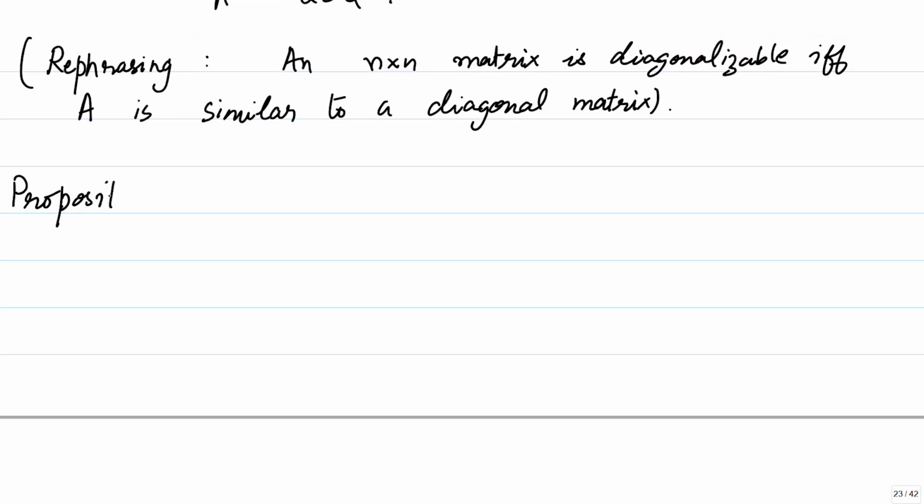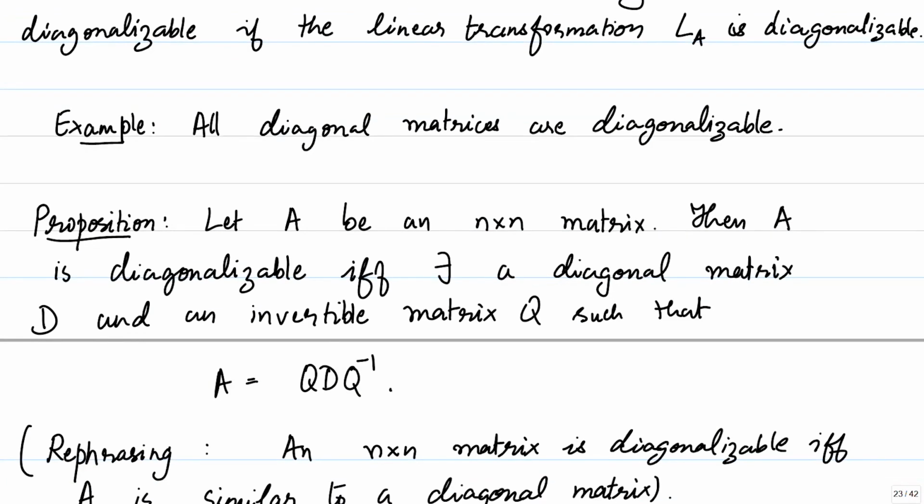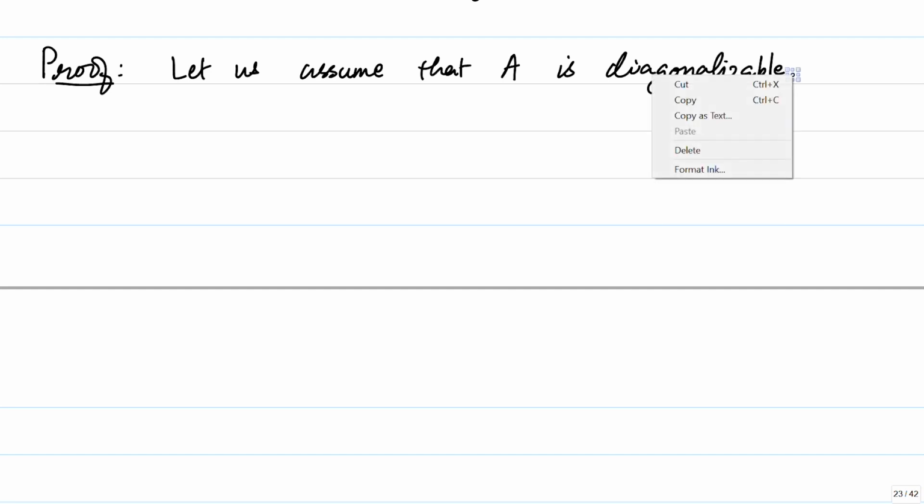So, let us look at a proof of this statement. Let us assume that A is diagonalizable. What does that mean? That means that the matrix LA is diagonal with respect to some basis.